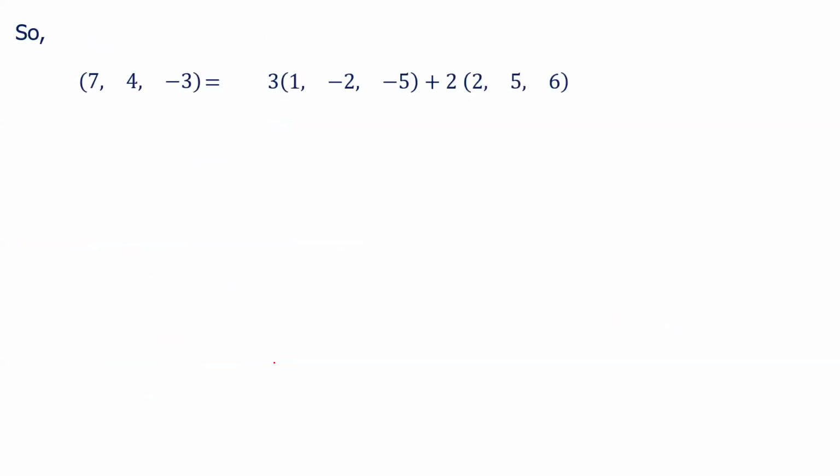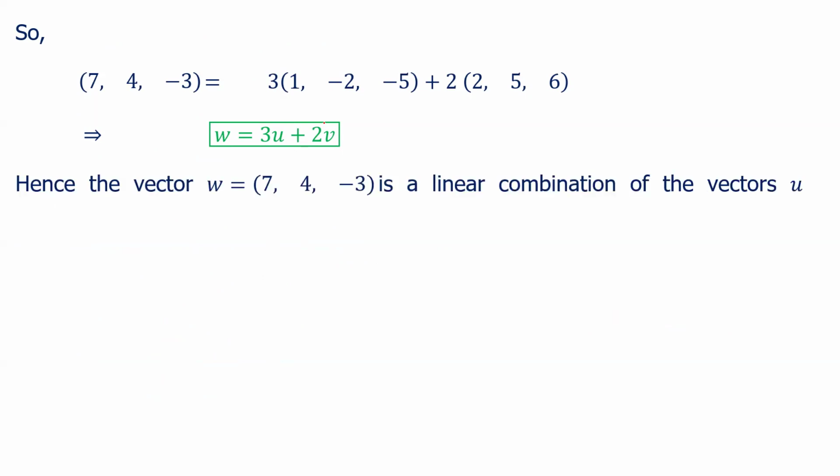So (7, 4, -3) is equal to 3 times (1, -2, -5) plus 2 times (2, 5, 6), which means v is equal to 3v1 plus 2v2. Hence the vector v, which is equal to (7, 4, -3), is a linear combination of the vectors v1, equal to (1, -2, -5), and v2, equal to (2, 5, 6), in R cube. Thank you.